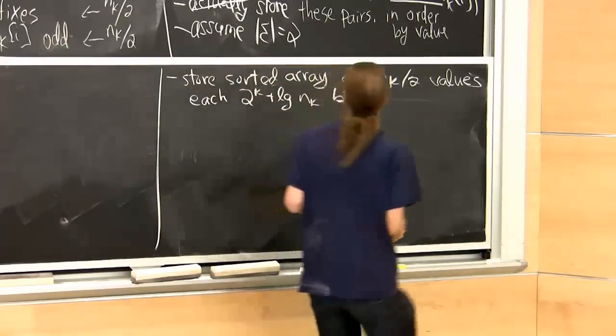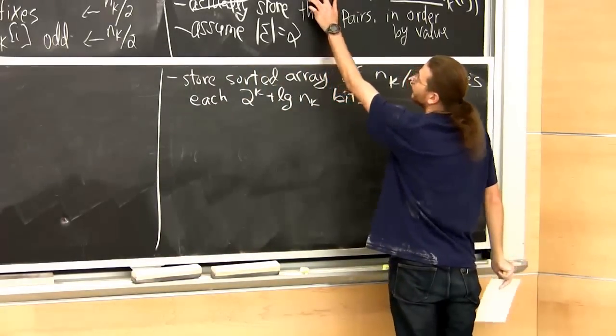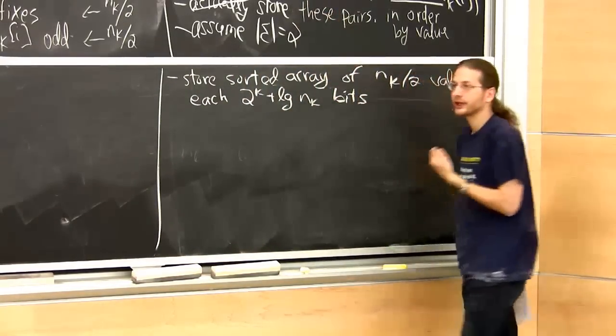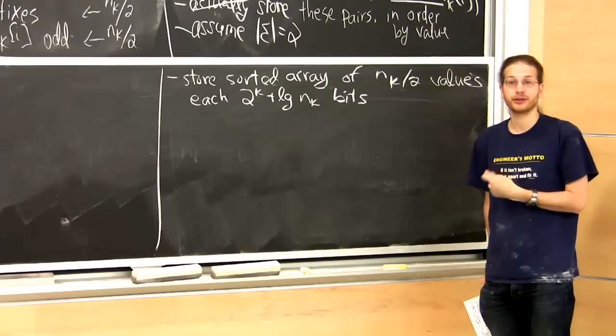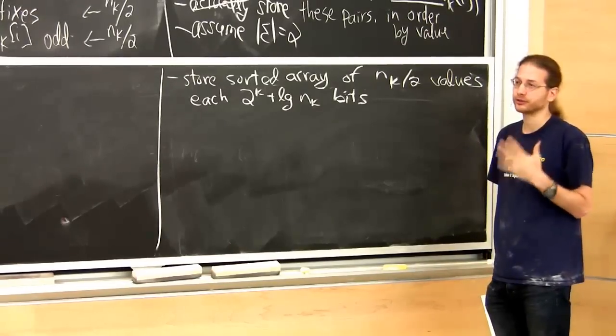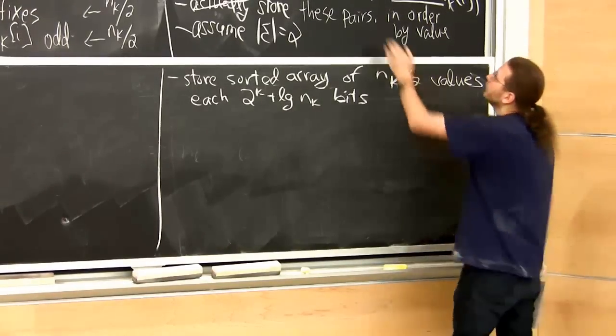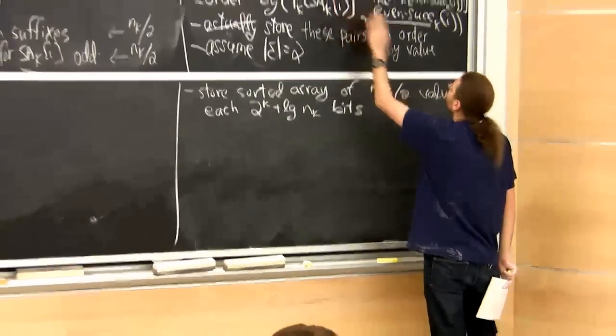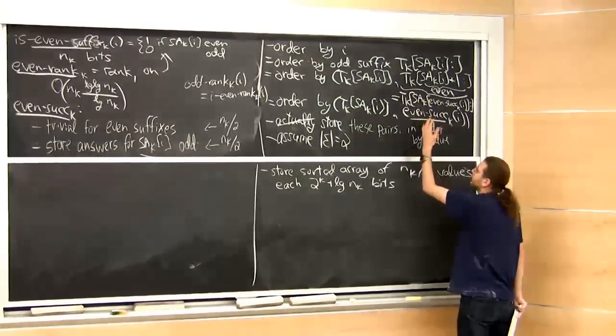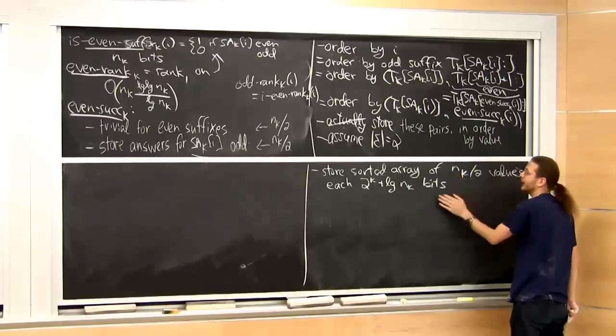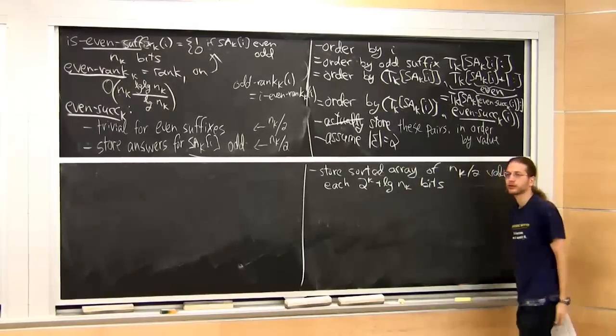Why? Because this was a single character in TK, but a single character in TK was actually 2 to the k bits in the original string. For a binary alphabet, in general, sigma to the k. Okay, so that's that part. That's 2 to the k bits. The even successor, well, it's just an index into something of size nk, so it's log nk bits.